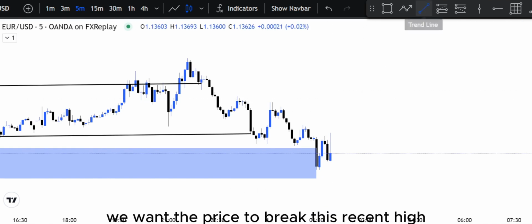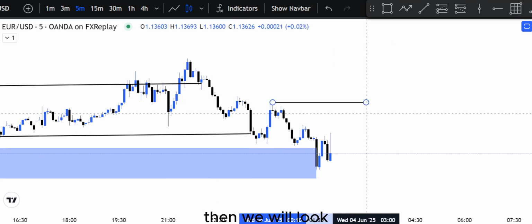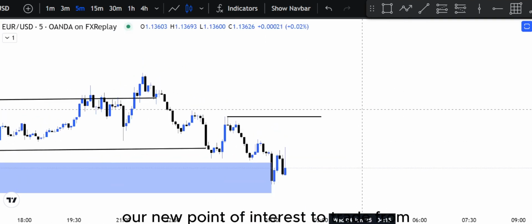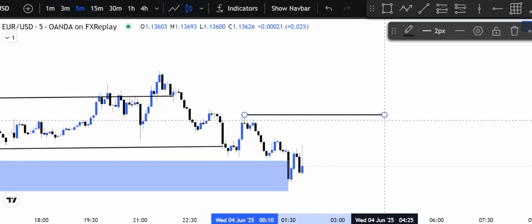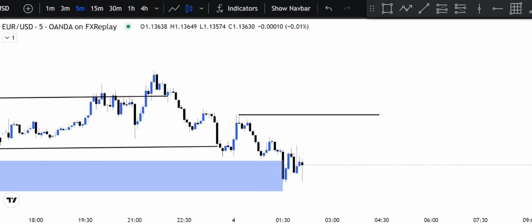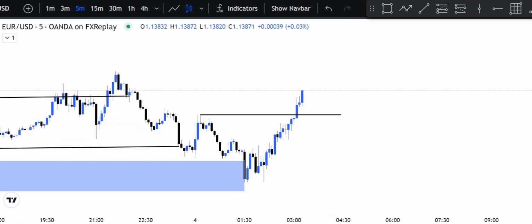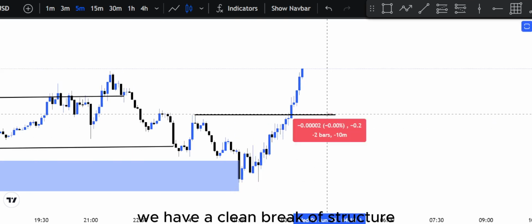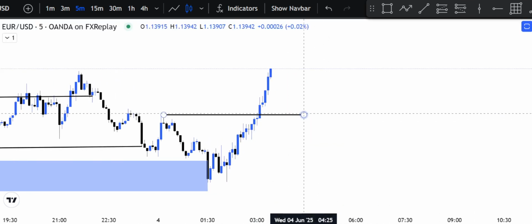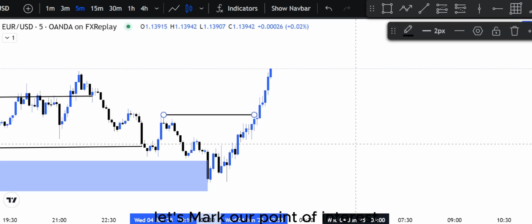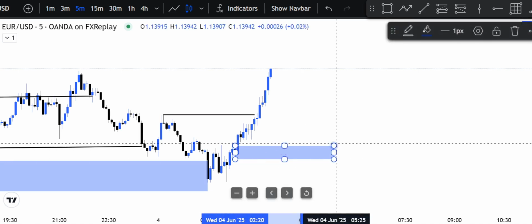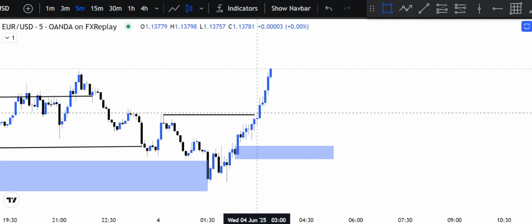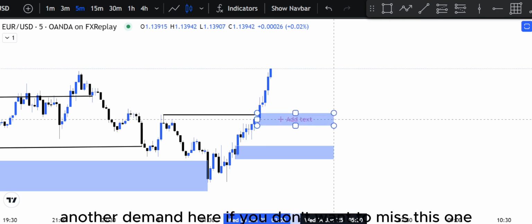We want the price to break this recent high or valid high. Then we will look for our new point of interest to trade from. We have a clean break of structure. Let's mark our point of interest. This is our extreme demand. We have also another demand here.